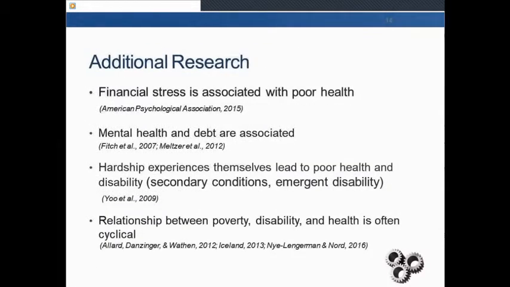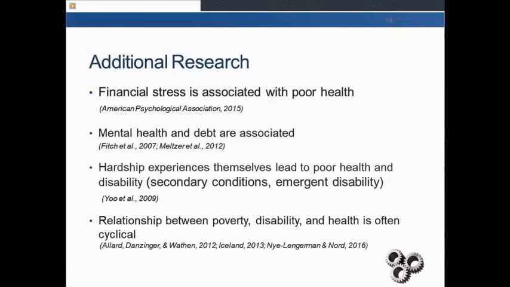Additionally, there's further research documenting the relationship between financial stress and its association with poor health. We also know that mental health and debt are associated. As we discussed earlier with the construct of emergent disability, hardship experiences themselves can lead to poor health and disability, and sometimes what we refer to as secondary health conditions.